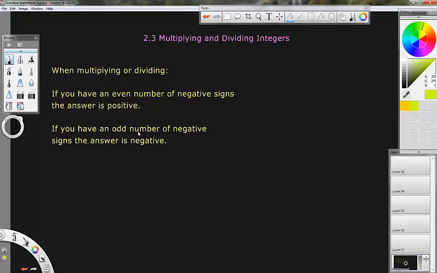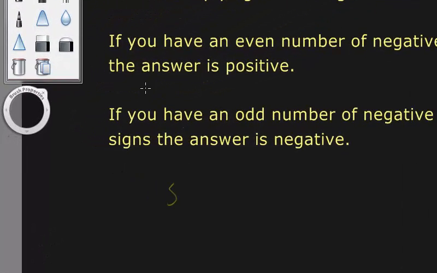Alright, so now the easy part. We're going to multiply and divide integers. Alright. Well, when you do this, things are a lot easier because if we take numbers like 5 times 7, that's 35.